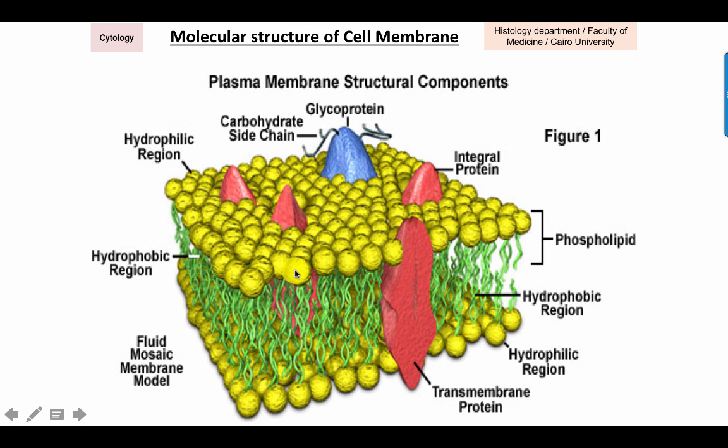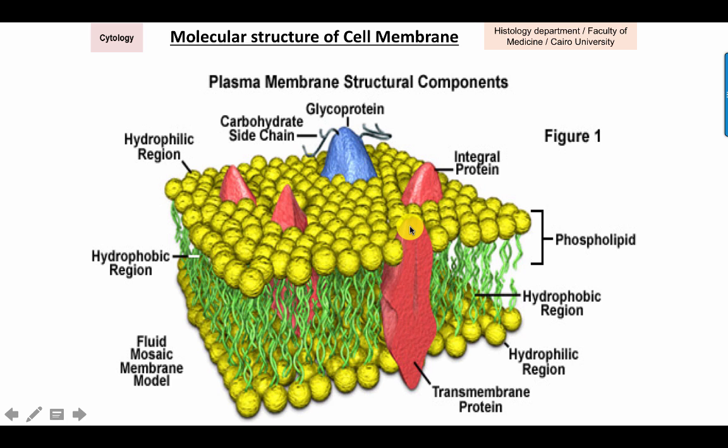Here the cell membrane is formed of a phospholipid bilayer, two layers of phospholipid. Each phospholipid molecule is formed of a head, which is polar, hydrophilic, charged, and the tails, which are called fatty acid tails, which are non-polar, not charged, and hydrophobic.